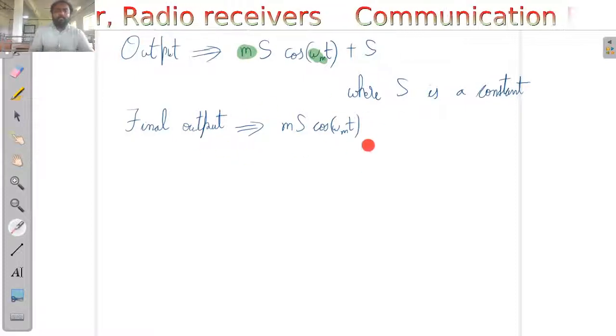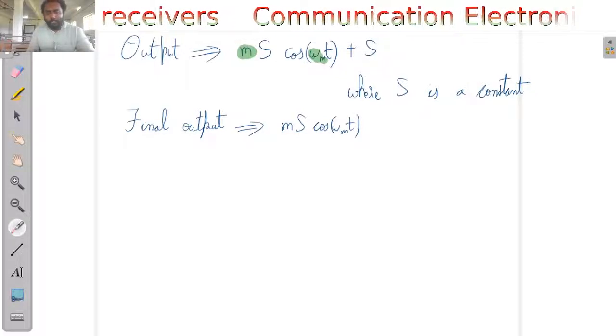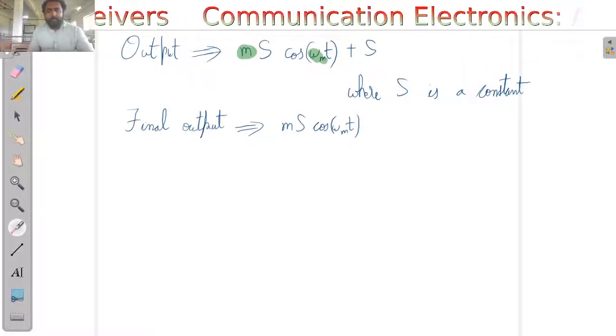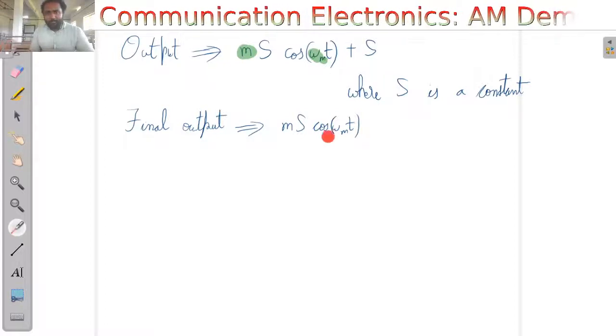So we will stop at this, and the portions regarding amplitude modulation are now over. We will see other aspects of communication electronics in the next session.